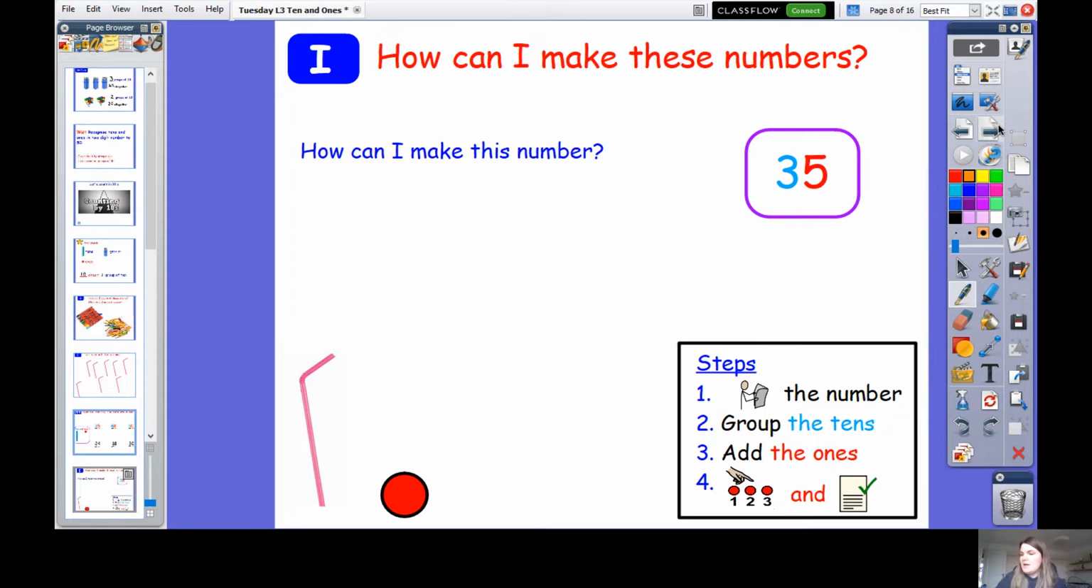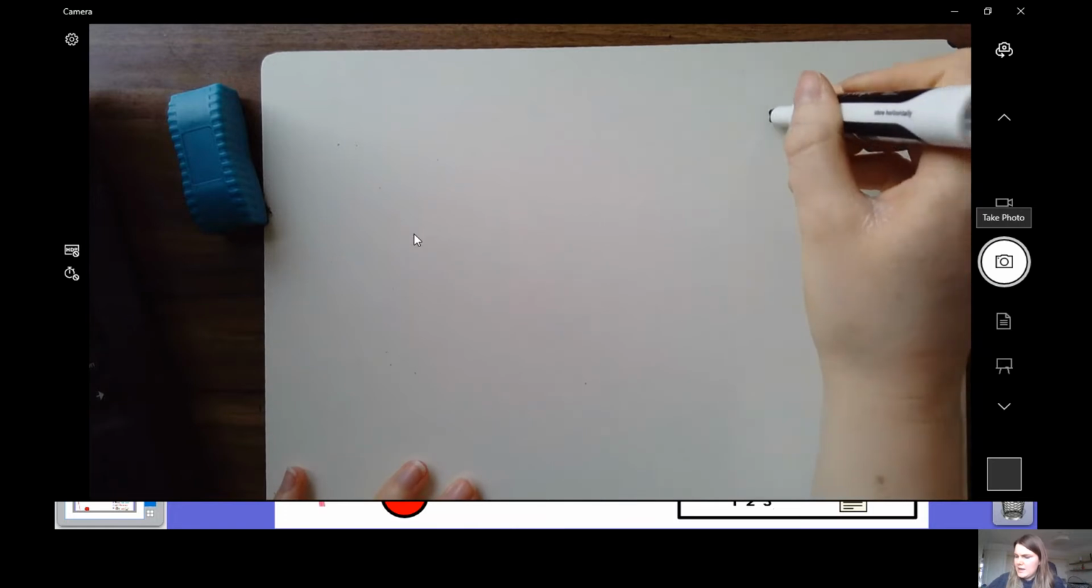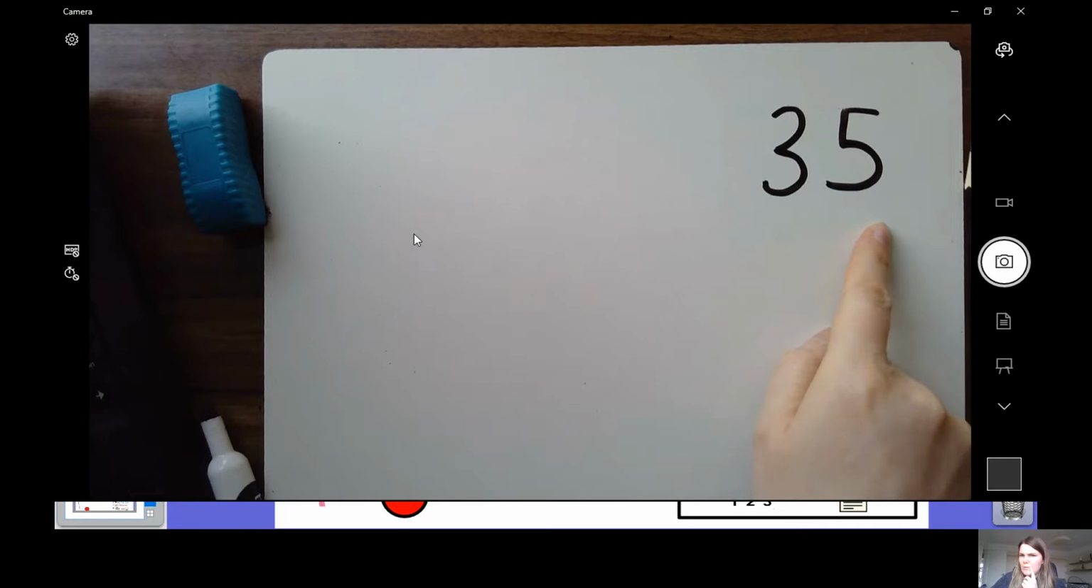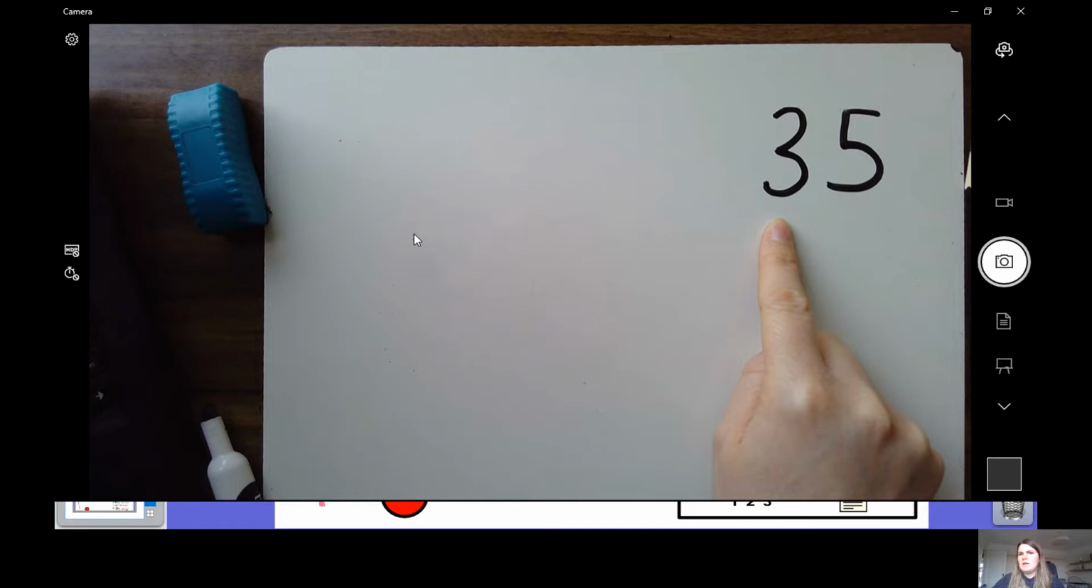So the first thing I need to do is read my number. My number is 35. So what I need to do is write down that number. My number is 35. How am I going to make 35? Should I start with my tens or my ones? I'm going to start with my tens. So 35, that's similar to the number 30. And how many groups of 10 are in 30?